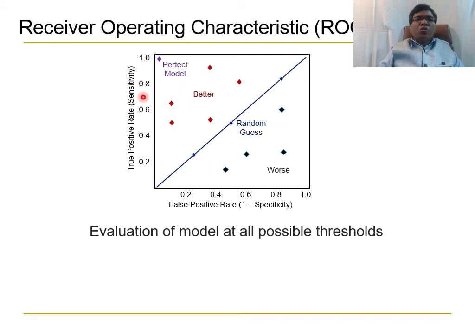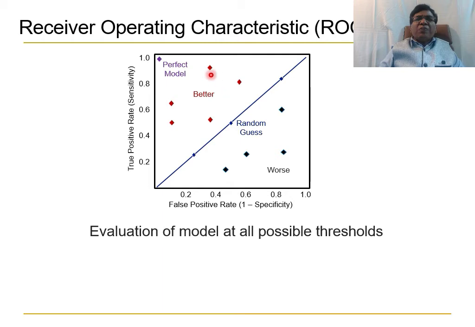One is true positive rate and another one is false positive rate. That is 1 minus specificity. This is sensitivity. The thresholds can be depicted as perfect model, better model, random case and worse model.